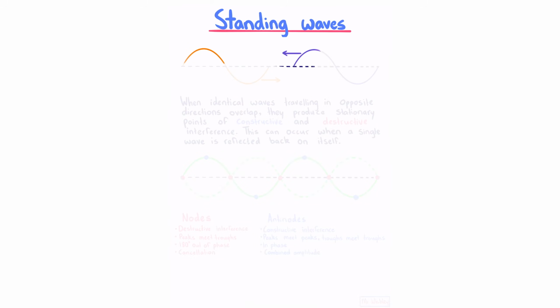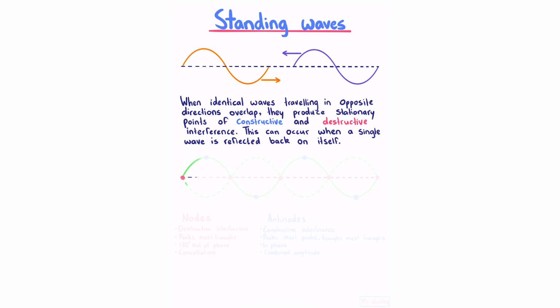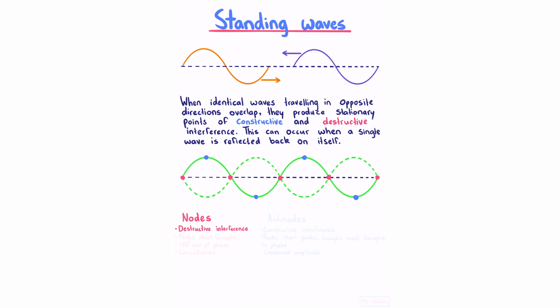Standing waves. When identical waves traveling in opposite directions overlap, they produce stationary points of constructive and destructive interference. This can happen when we have two separate sources, but this can also occur when a single wave is reflected back on itself. And so if we imagine our resulting amplitude at one moment in time, and then half a wave cycle later, we see our pink nodes of destructive interference, where peaks meet troughs, the waves are meeting 180 degrees out of phase, resulting in complete cancellation, meaning that at these points here, we're going to see no movement.